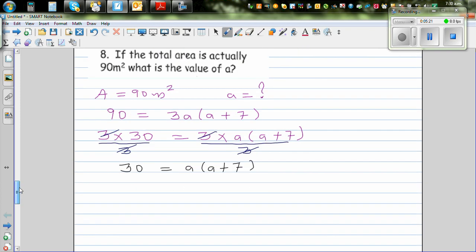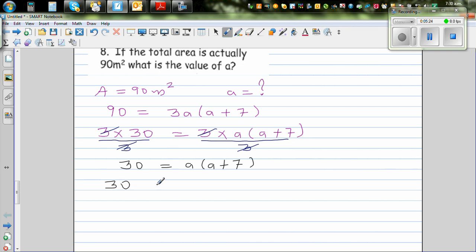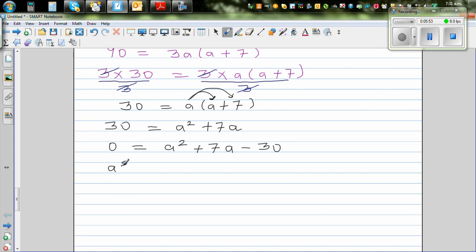Okay, so you can do this in different ways. I'm going to expand this. So this is 30 is equal to a squared, a times a is a squared. This is the loopy arrows. So a times a and a times 7, plus 7a. So now this has become a quadratic equation. If you take away 30 from both sides, I can say 0 is equal to a squared plus 7a minus 30. Okay, now let me write this in standard quadratic form. So this is a squared plus 7a minus 30 is equal to 0.